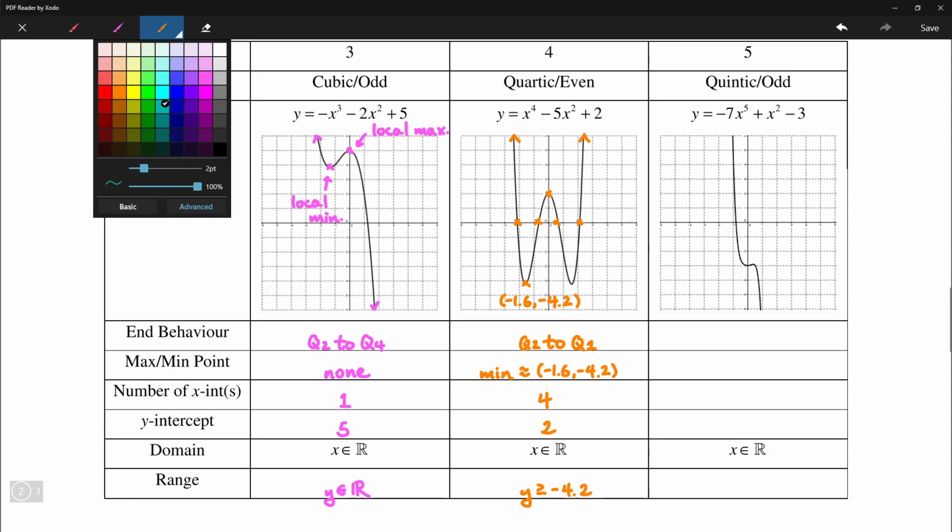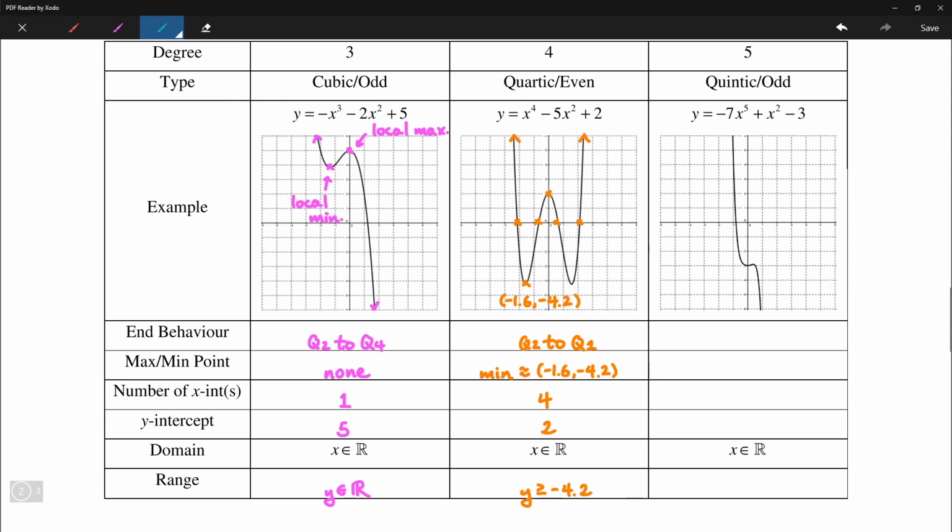Finally, we have one more to look at, the quintic function. Again, it is negative because the leading coefficient is negative 7. So it's going to come from quadrant 2 and end in quadrant 4. For an odd polynomial function, if it's negative, it's going to come from quadrant 2 and end in quadrant 4. If it is positive, then it will come from quadrant 3 and end in quadrant 1, as we saw in the linear example. Whereas for even polynomial functions, if they're positive, they will go from quadrant 2 to quadrant 1, and if they're negative, they will go from quadrant 3 to quadrant 4.